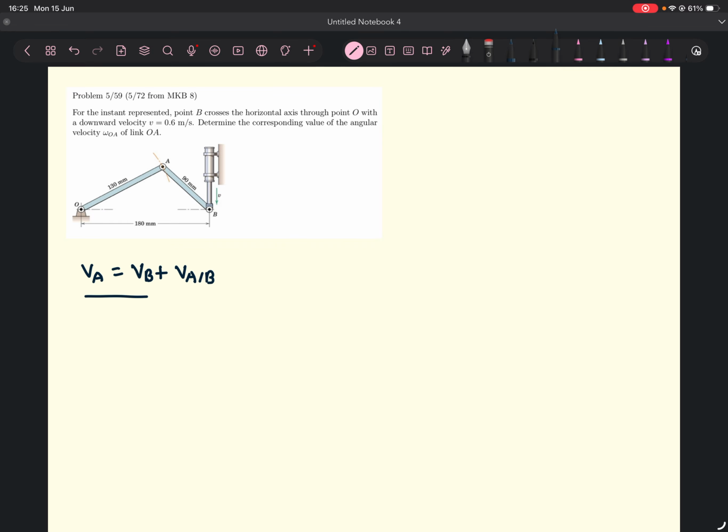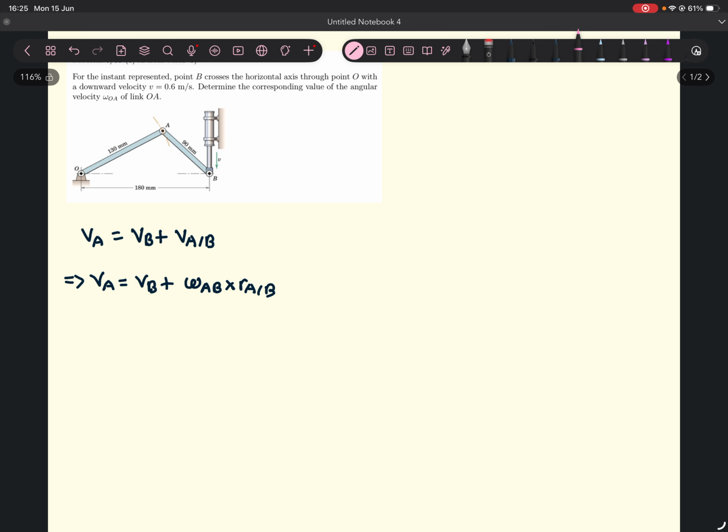So we're going to solve with this equation here, and because A and B are on the same rigid body, I can draw this link separately. We have B, we have A, and VB, and since these two points are on the same rigid body, we can break down their relative velocity term into omega AB crossed with R A relative to B.